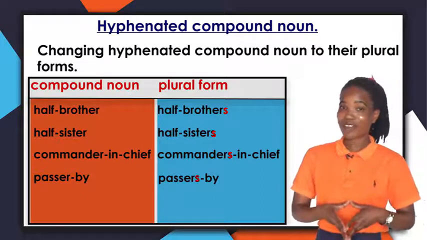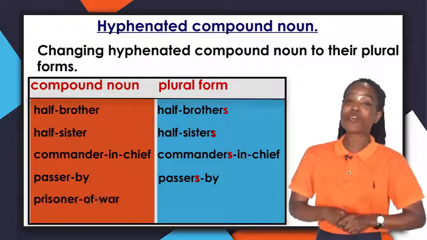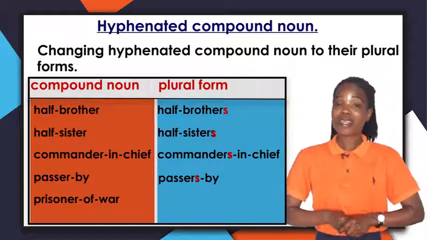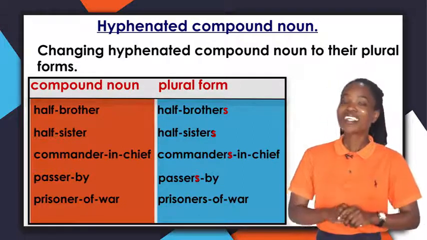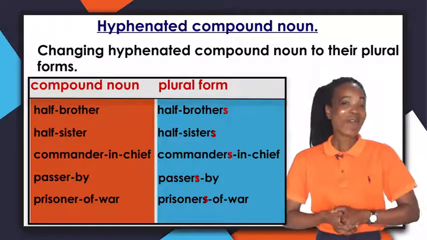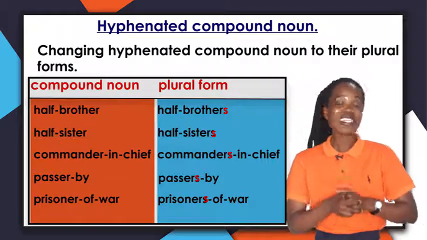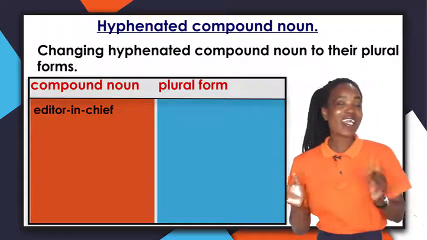I believe we are moving together, my precious viewer. Another one after that is the prisoner of war. If there are many, we call them prisoners of war. Still, the first noun takes the plural form, my precious viewer. Let's go ahead and look at another hyphenated compound noun, and that is none other than editor-in-chief.